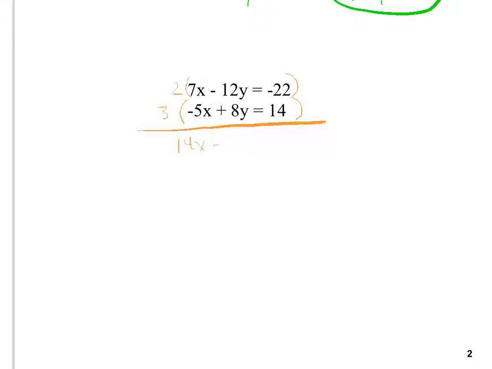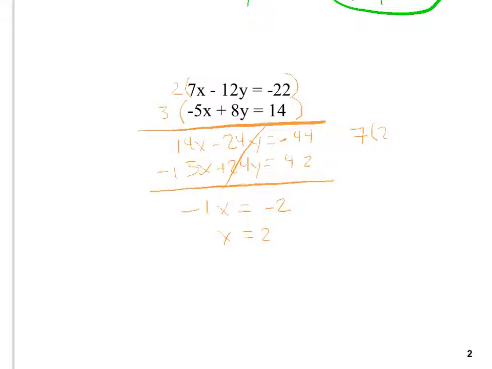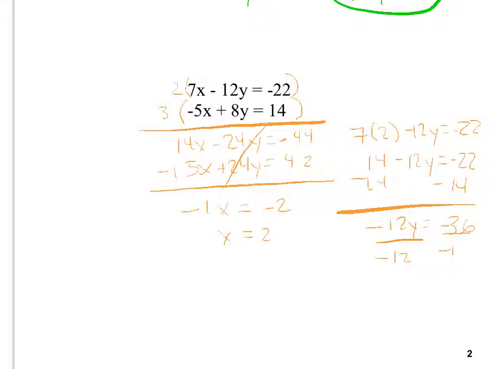So we get 14x minus 24y equals negative 44. And we have negative 15x plus 24y equals, let's see, 42. Alright, now I'll combine them. The y's cancel out. We get negative 1x equals negative 2. And so that means x equals a positive 2. Now if x is a positive 2, I'm going to use the top equation for that. So I get 7 times 2 minus 12y equals negative 22. So 14 minus 12y equals negative 22. Subtract 14. So negative 12y equals negative 36. Divide by negative 12. y equals 3. So x is 2, y is 3.